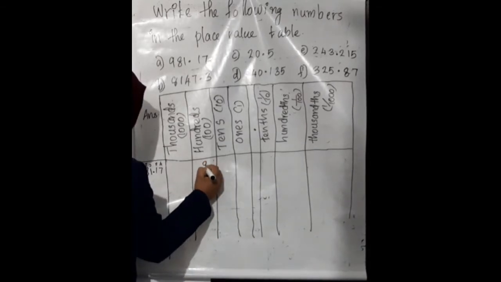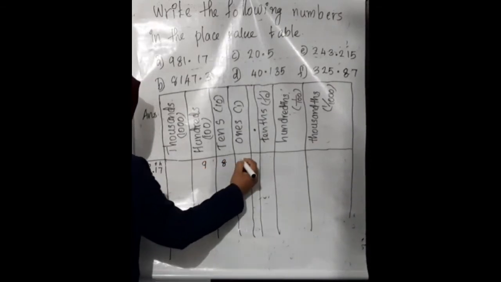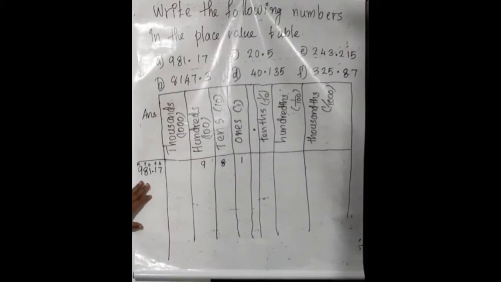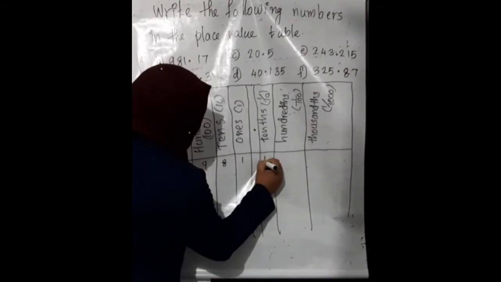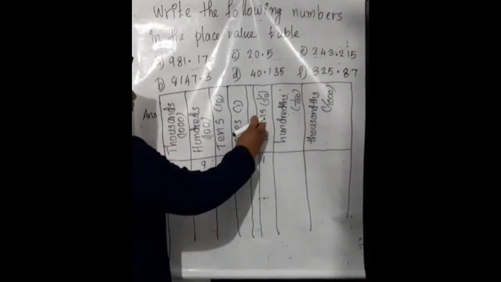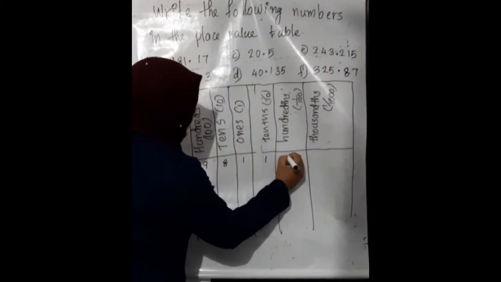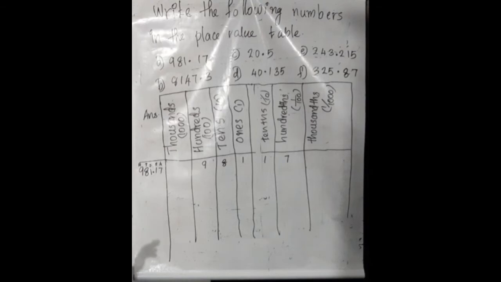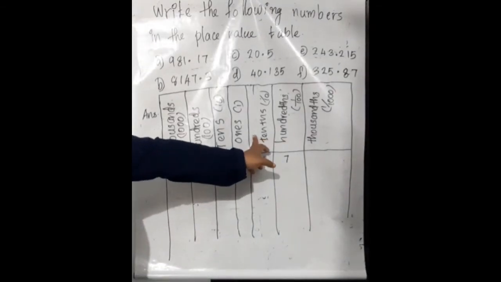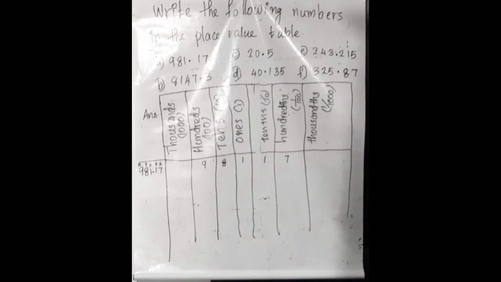So here we have written 981. So 9 is in the place of hundreds, 8 is in the place of tens, and 1 is in the place of ones, and the next one is in the place of tenth, and 7 is in the place of hundredth. Do you get it? If you need, you can mention the decimal point there, but there is no purpose for that.